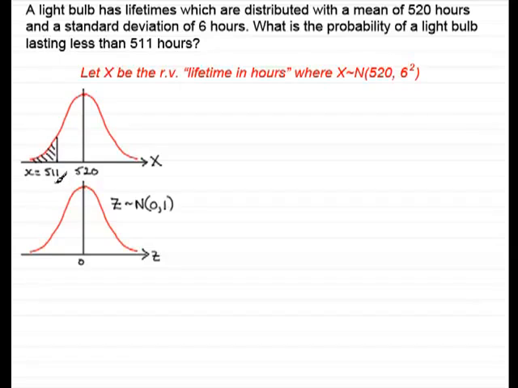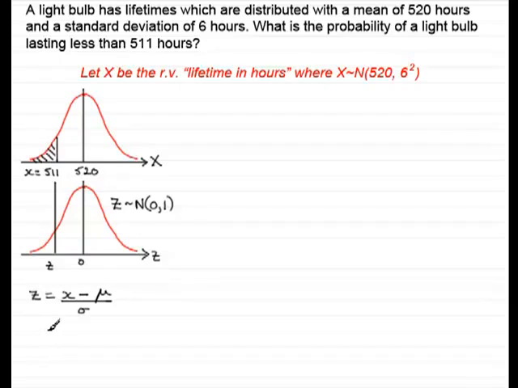Then I need to find out what the corresponding z value is that corresponds to this observed value of 511, and to do that I project that down onto this graph, label this z, and use the formula z equals the observed value x minus the mean mu, all divided by the standard deviation sigma. And what this does is it tells me how many standard deviations the observed value 511 is below the 520.